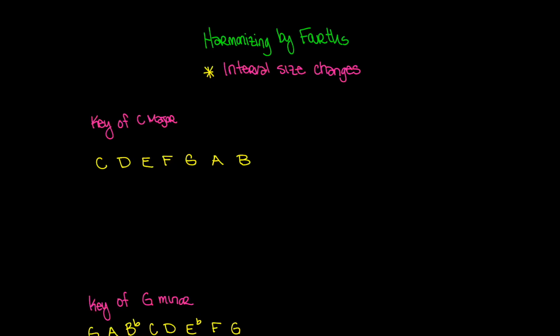So looking down below, we have the key of C major, and I have the C major scale written out linearly: C, D, E, F, G, A, B. If we were to think about harmonizing by fourths, what this means is that the C note is our root, and to harmonize that, we would use the fourth degree, which would be 1, 2, 3, 4, and that would give us an F.